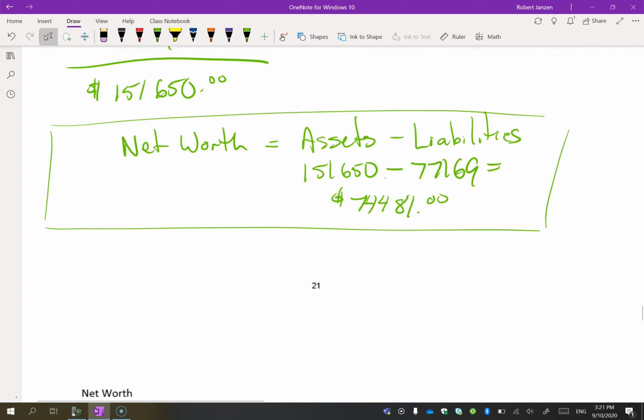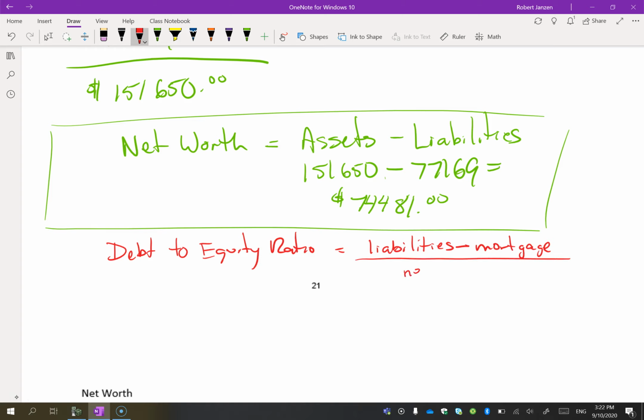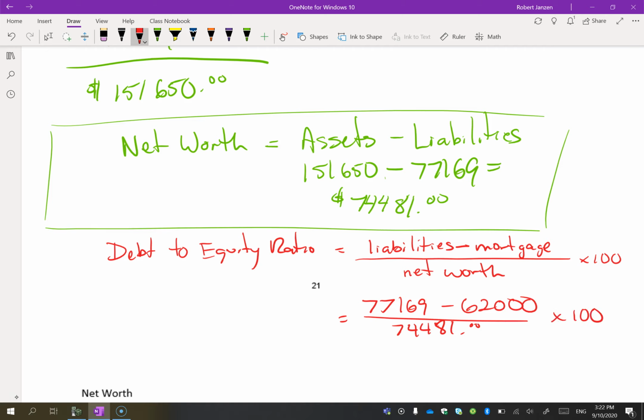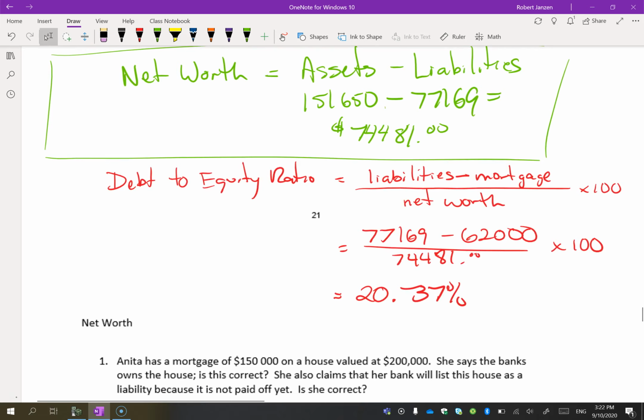What's her net worth? Then you also might be asked the debt to equity ratio. Okay, debt to equity ratio is the liabilities, and I would put this on my cheat sheet, liabilities, take away the mortgage, divided by your net worth. And then we're going to multiply that by 100 to make it a percent. Okay, so her liabilities were $77,169. The mortgage is $62,000. The net worth is $74,481. We're going to multiply that by 100. And what do we get? 20.37%. All right, so that's pretty good.